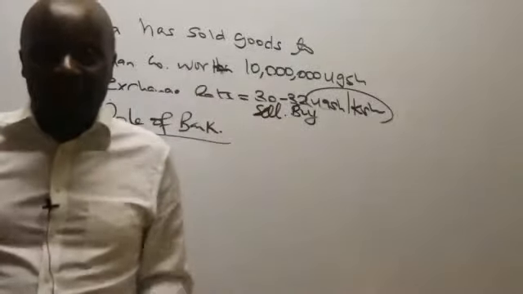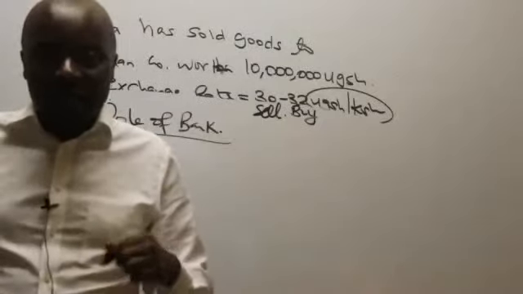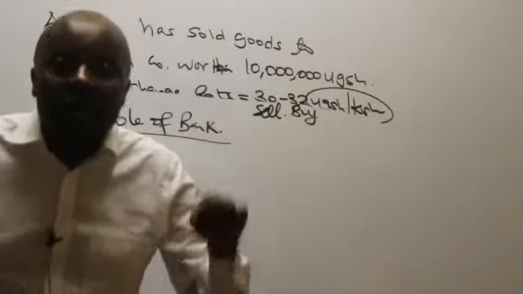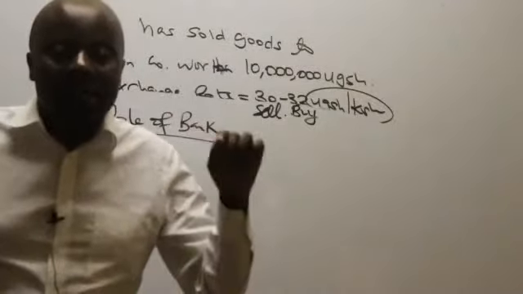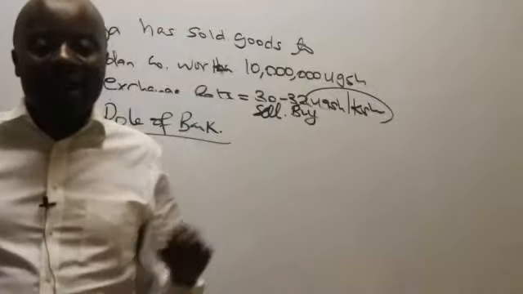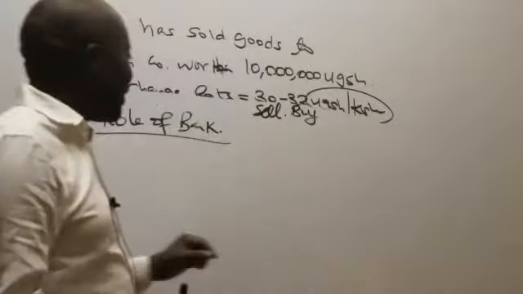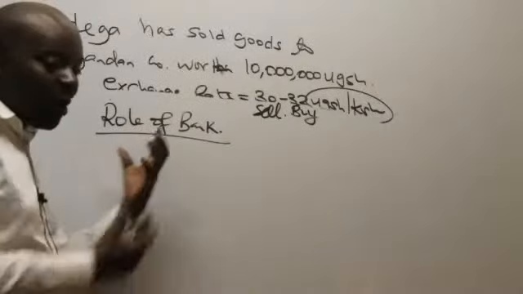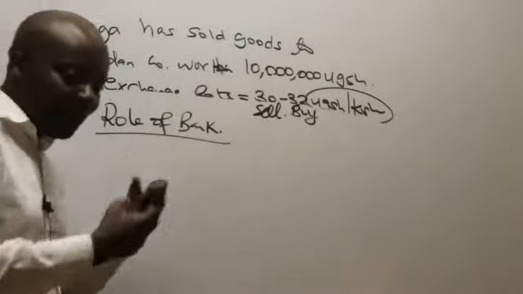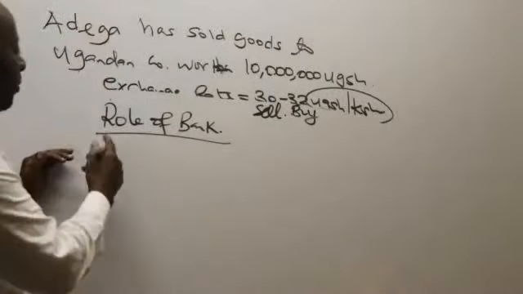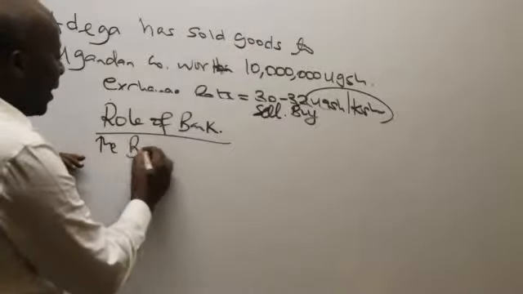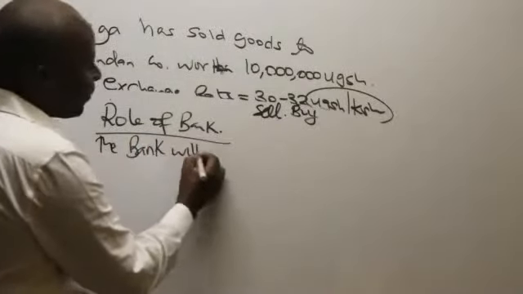Atakuwa anauzia bank. We don't want to know what Adega is doing. We are looking at this from the perspective of the bank. What is the bank doing? The bank, in this case, ladies and gentlemen, is going to buy this money from Adega. So the bank will buy.